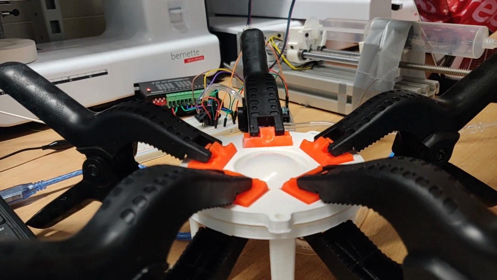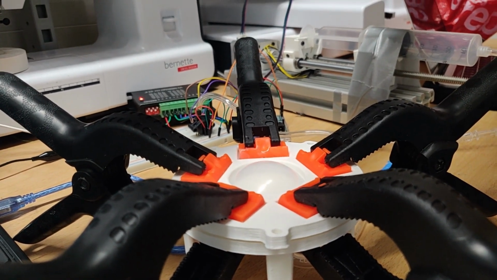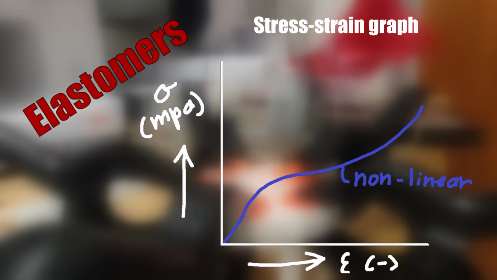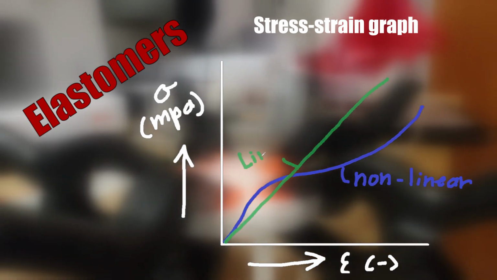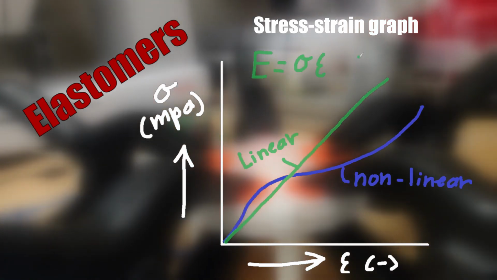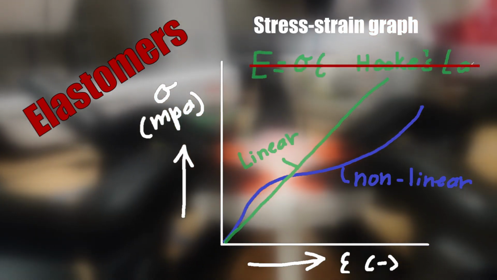However, characterizing materials such as Ecoflex comes with a few difficulties. First of all, it is an elastomer, known for their inherently nonlinear elastic behavior. So the well-known Hooke's law that applies for many other materials with linear elastic behavior doesn't apply for them.